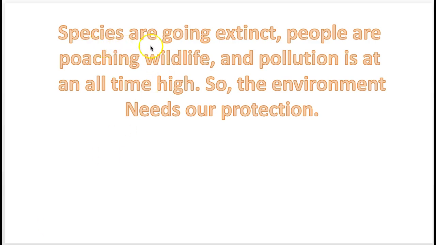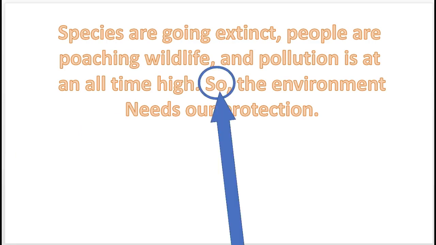Species are going extinct, people are poaching wildlife, and pollution is at an all-time high. So, the environment needs our protection. Identify the conclusion indicator word. The answer is so. The conclusion indicator word is so.